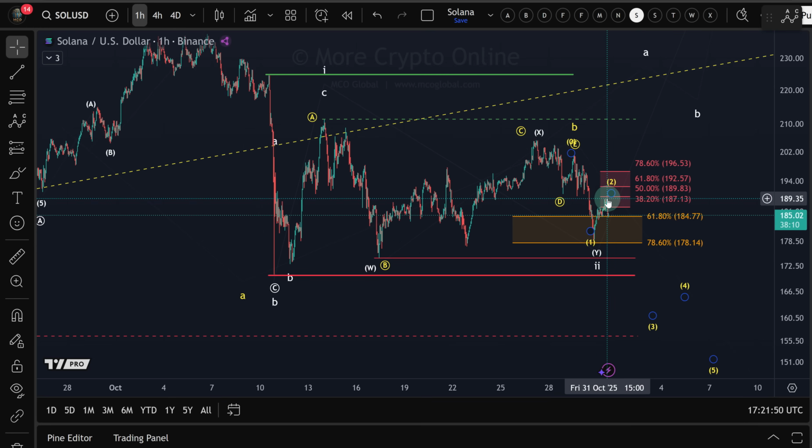It's been a quiet day so far. We're basically just grinding sideways, and I stay very close to it. If I see any signs of a breakout, I will of course let you know. That's the update on Solana.